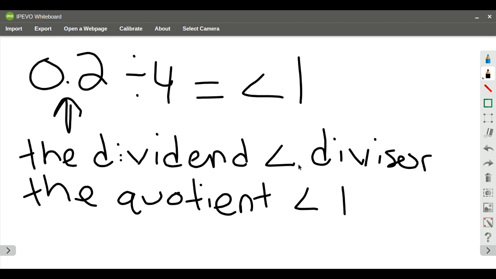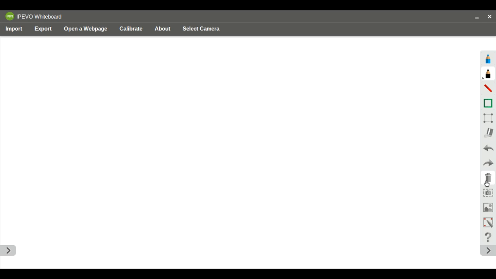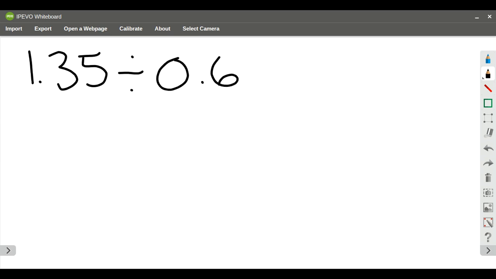All right. So the dividend is less than the divisor. The quotient is less than 1. So that's a little bit of number sense that we need to just go ahead and remember. If the dividend is less than the divisor, the quotient is less than 1. If we take a look at our next one that we have, if I have 1.35 divided by 0.6, my quotient is going to be greater than 1. Here's why.